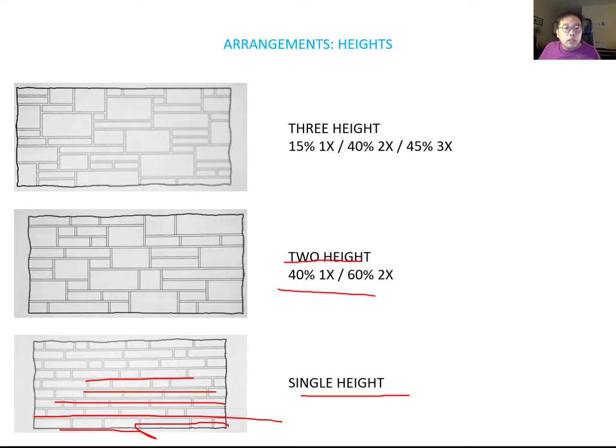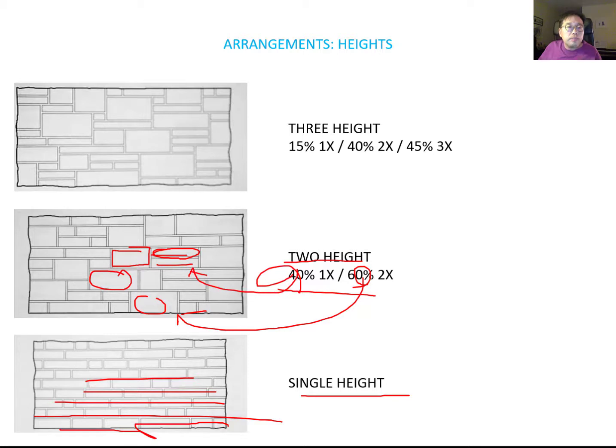When you use two heights, you can usually use 60% double height space and 40% single height space. So this double height is around 60%, and this single height is around 40%.